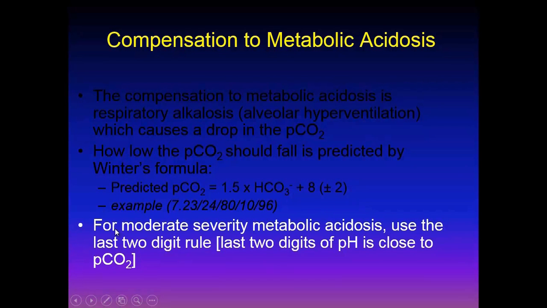Another way to look at this is the last 2-digit rule. For moderate to severe metabolic acidosis, look at the last 2 digits of the pH and see if they are close to the PCO2. Had we done the last 2-digit rule for this blood gas, we would have recognized this was a compensated metabolic acidosis.